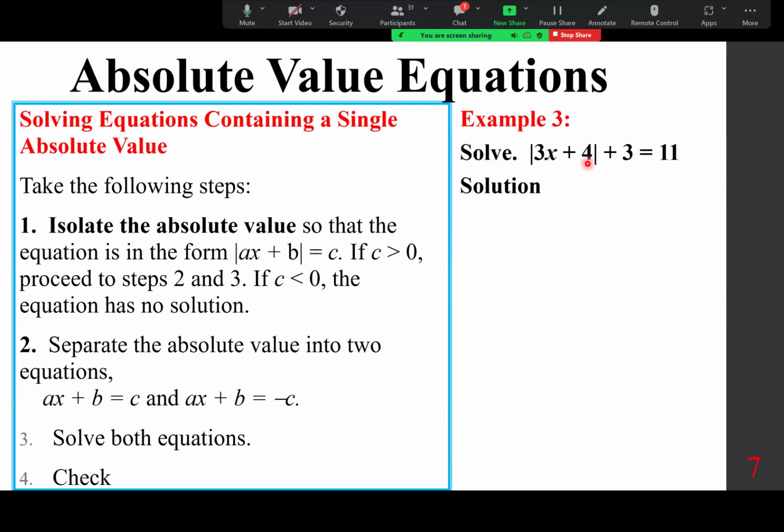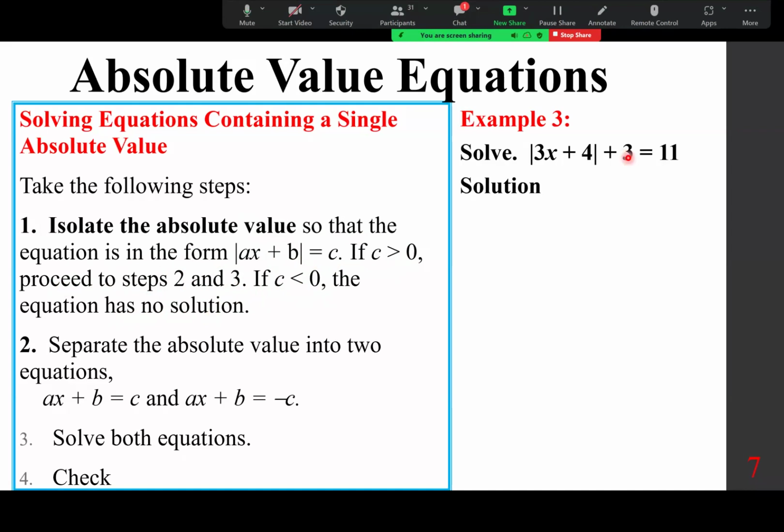We want to solve absolute value of 3x plus 4, plus 3, equals 11. In order to solve, we are going to take the following steps. Number 1, isolate the absolute value so that the equation is in the form of absolute value of x plus b equals c. If c is positive, proceed to steps 2 and 3. If c is negative, the equation has no solutions. So it's important to understand what happens here. So that's the first step, everybody.